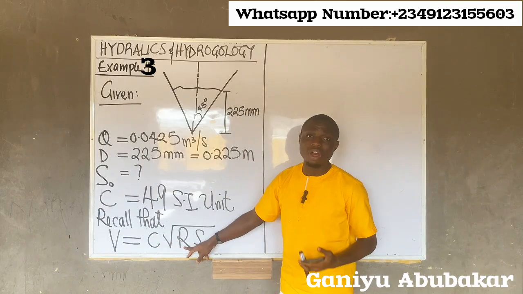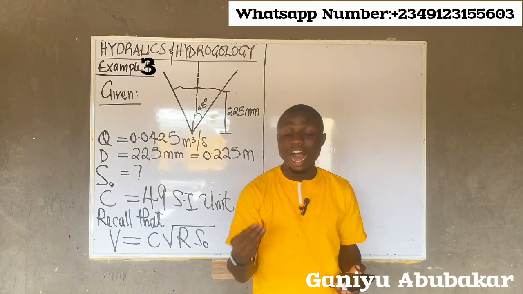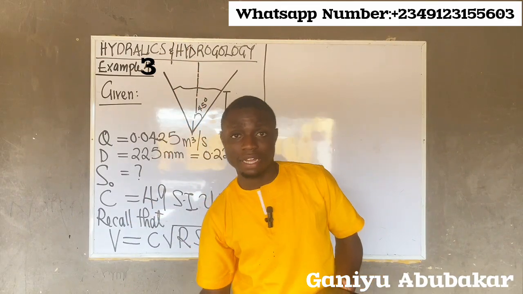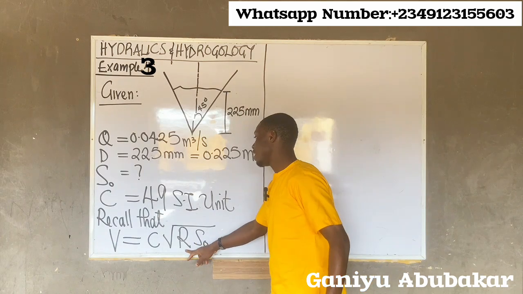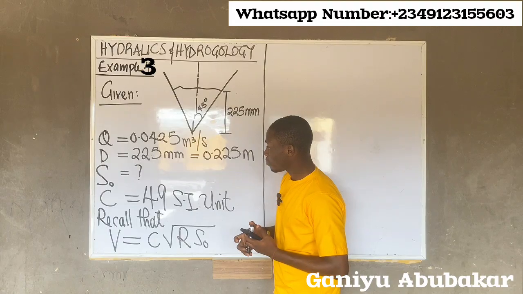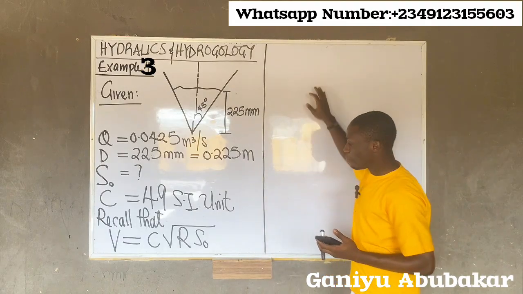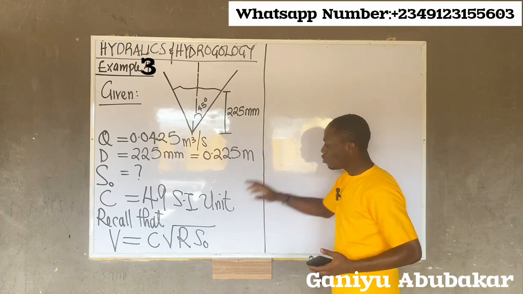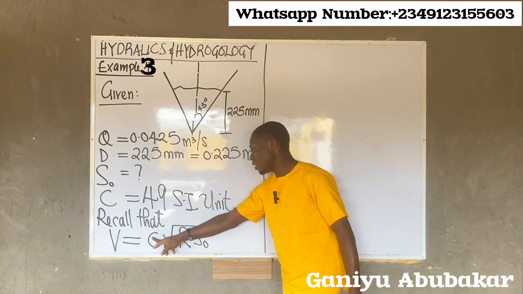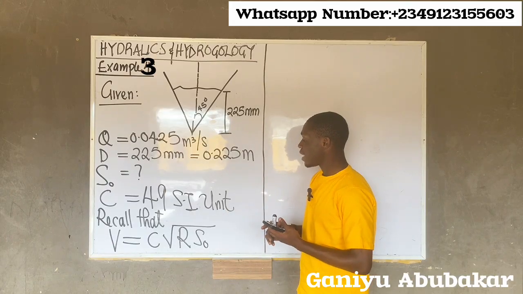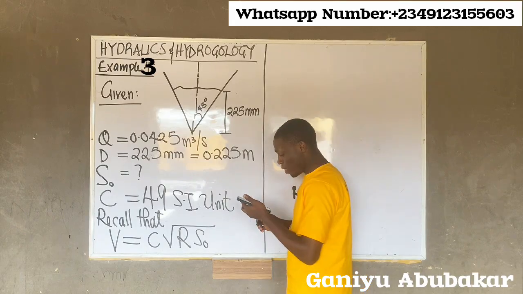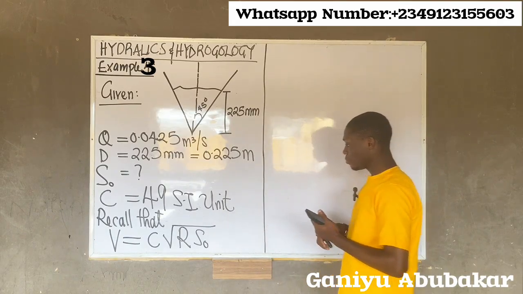I don't know R. R here in this case is called the hydraulic radius. And R is equal to area over perimeter. That's the formula for R. So in this case, I don't know R, right? So what do you do in this case? First, my task is easy: I don't know R, I don't know V. I know C. I'm asked to find S naught. Now here's the task. First things first, look for R first. Let's calculate for R.